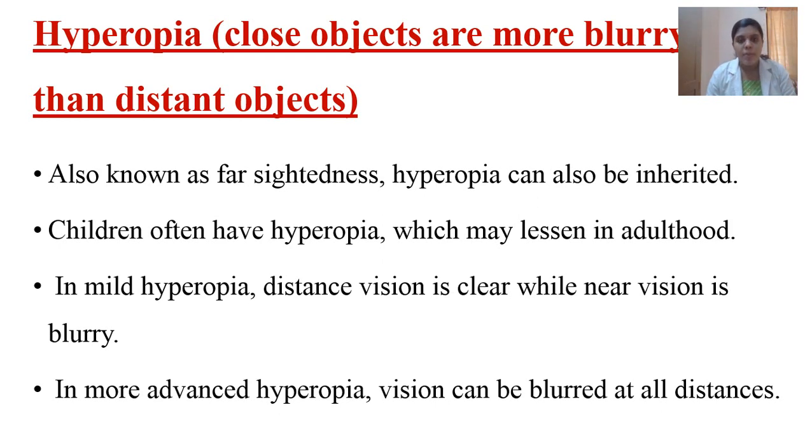The next one is hyperopia. Here the close objects are very blurry compared to the distant objects. This is also known as farsightedness. This disease can also be an inherited condition. In a child with hyperopia, the condition is usually very severe in childhood, but it may lessen in adulthood. Here the distant vision is very clear, whereas the near vision is very blurry. In more advanced cases, the child may have blurred vision at all distances.